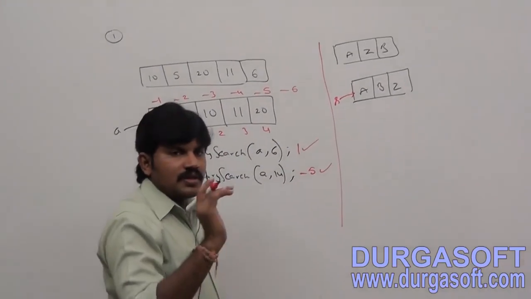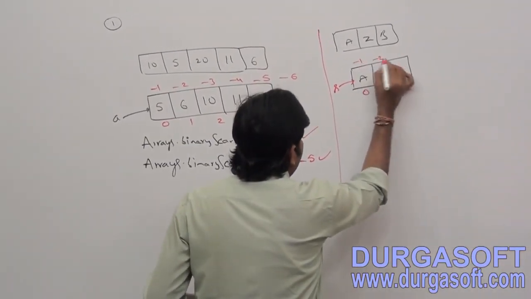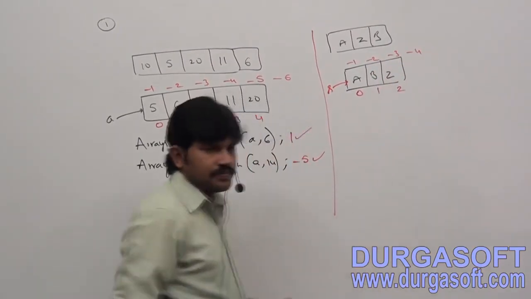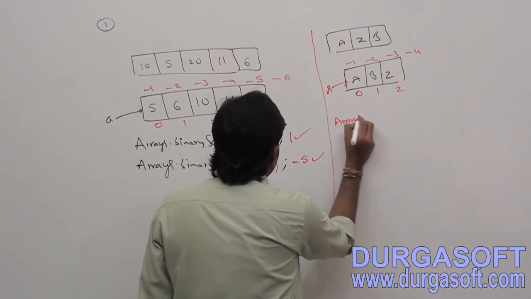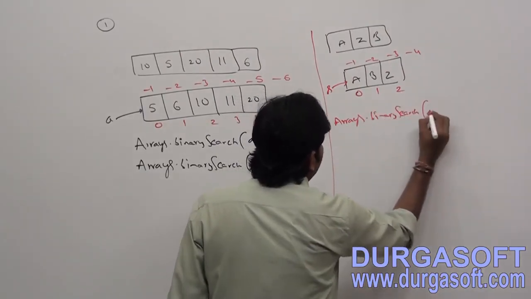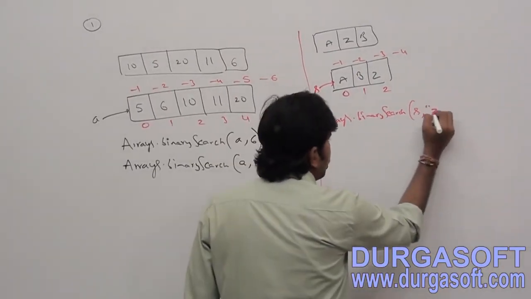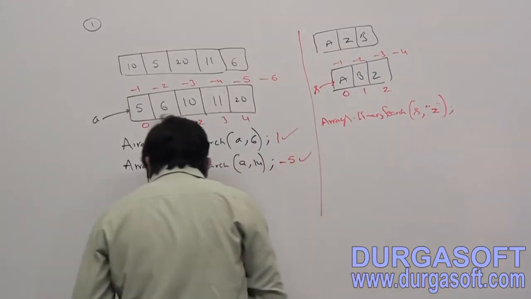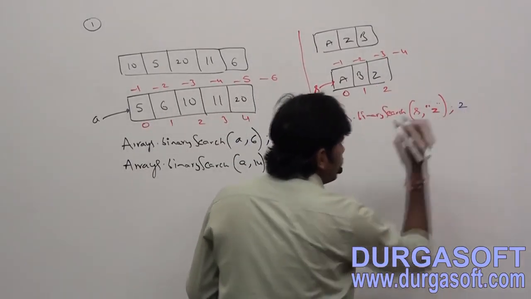Okay, what is the insertion point and index? 0, 1, 2, -1, -2, -3, -4. Getting it? Now Arrays.binarySearch of S, we are searching for Z. S comma Z. Can you tell what the answer is now? Z is available at 2, so 2 is the answer.